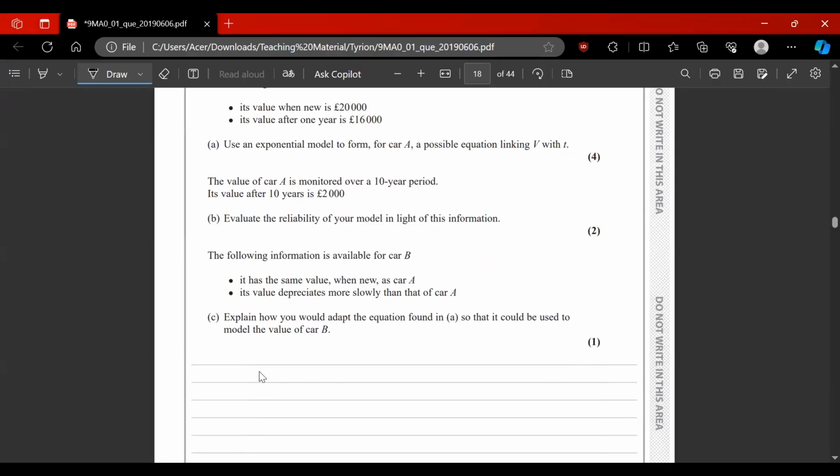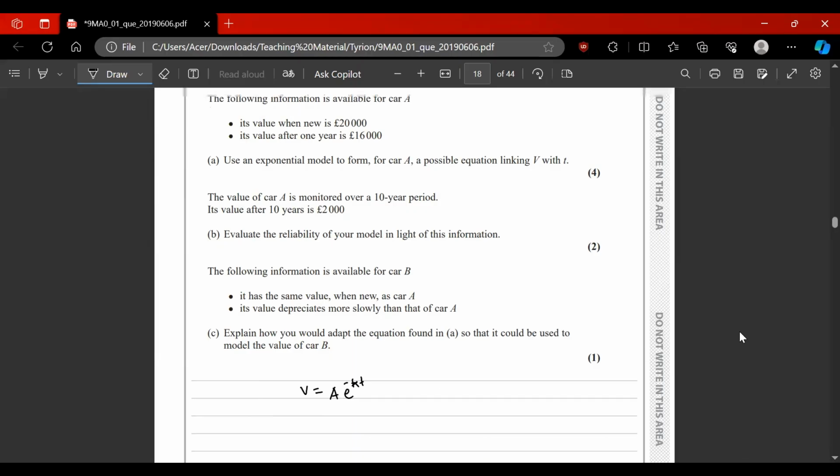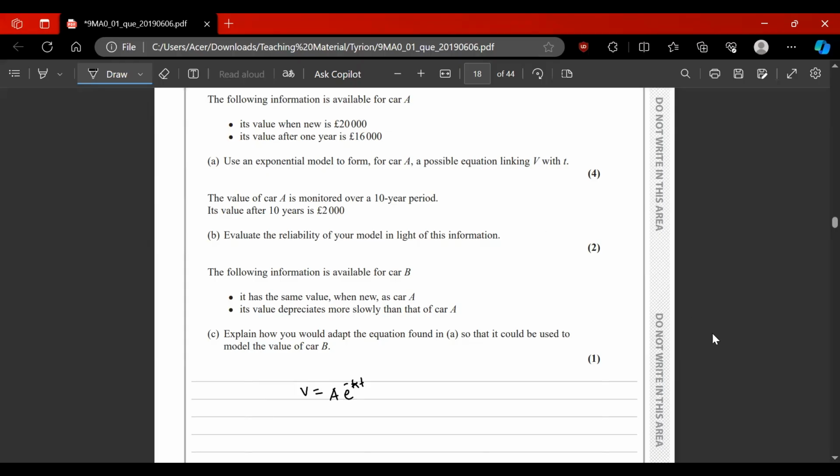So for this, remember, a general exponential model would look like V = Ae^(-kt), because this is exponential decay, as you can see, right? So for this, we need to now find out what our solutions are. So let's substitute in the given values.